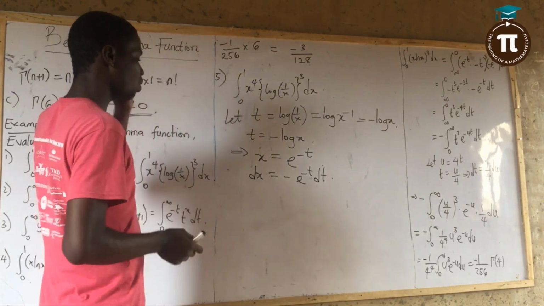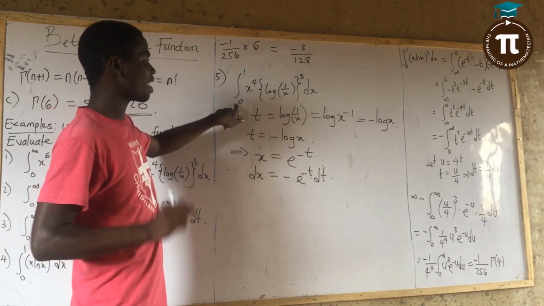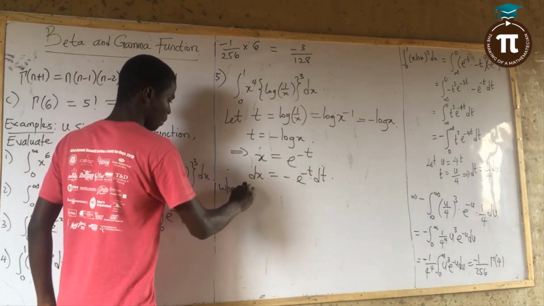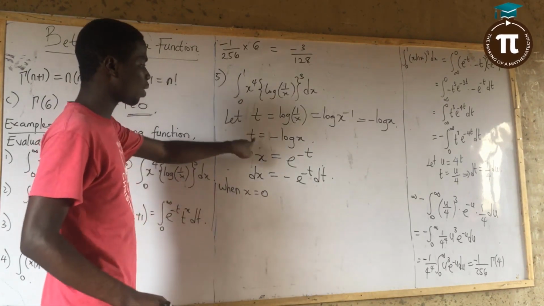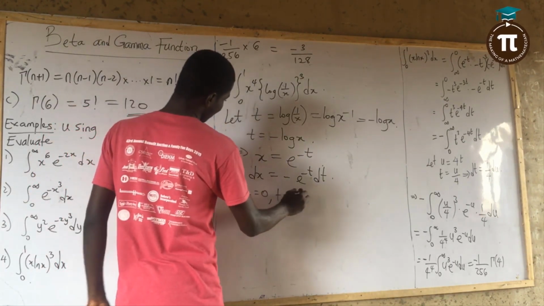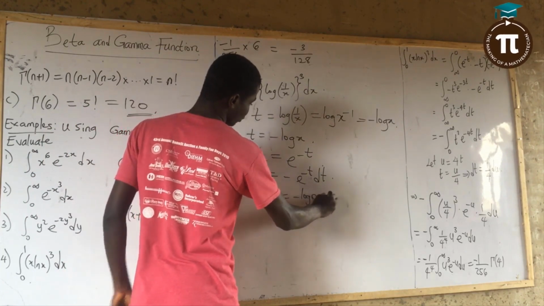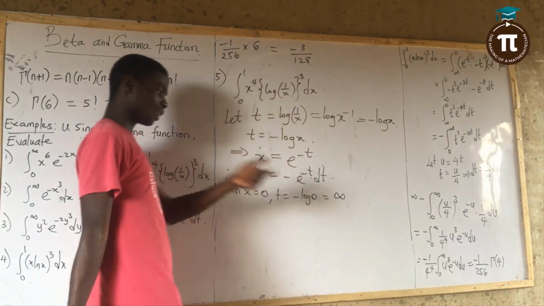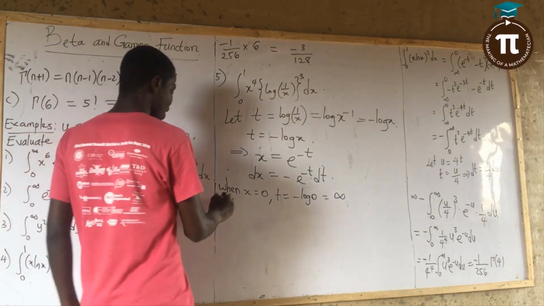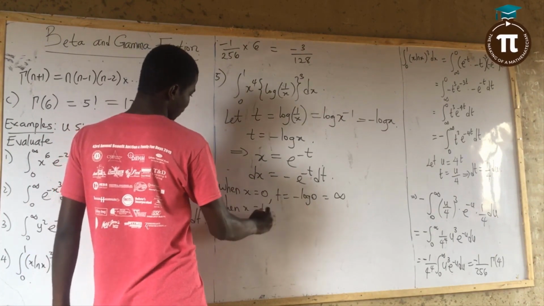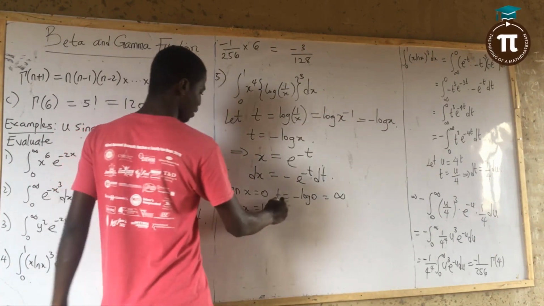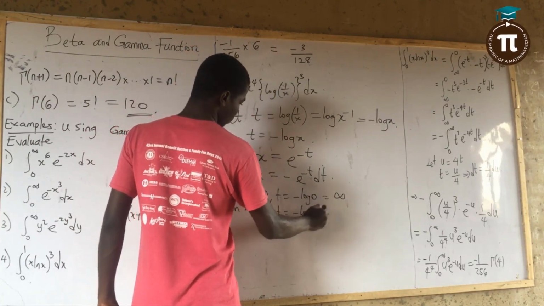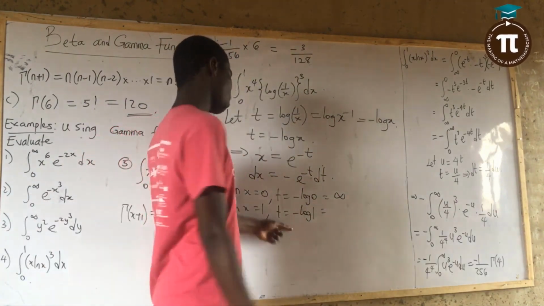Don't forget again, when s is 0, what is t? t will be negative log of 0. I've solved it before. ln of 0 is minus infinity. Minus times minus will now be plus, so that means t will be infinity. When s is 1, I have t to be minus ln or minus log 1. Log 1 is 0, so this one will be 0.